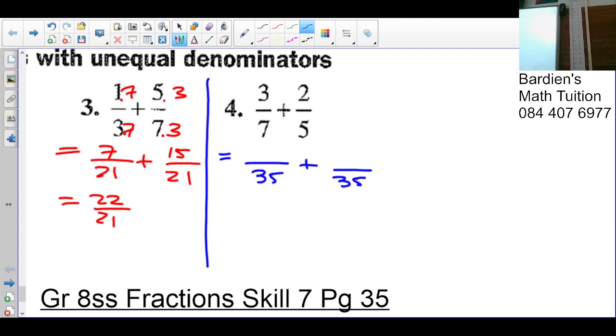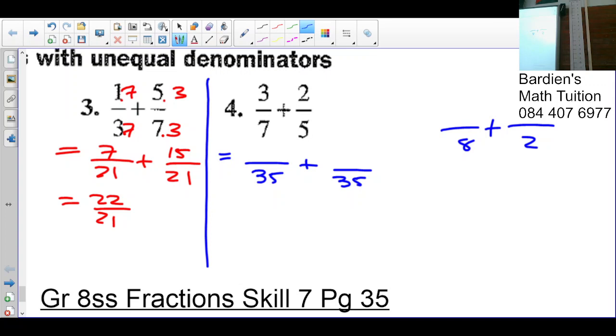Now some of you are going to say, why don't you just multiply 5 and 7? You're probably thinking that. But what if your denominators were 8 and 2? What's your LCM there? If you multiply these two, it's going to give you 16. But if you had asked yourself, is 2 a factor of 8? The answer would have been yes. And your LCM would have actually been 8.